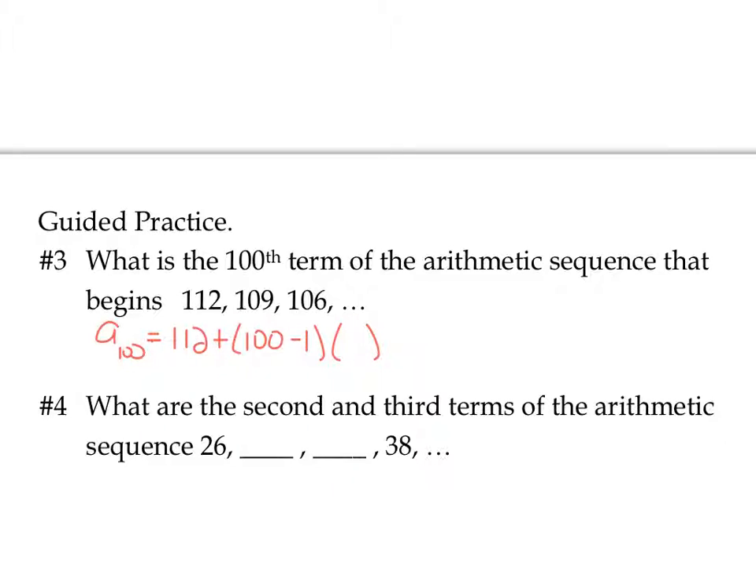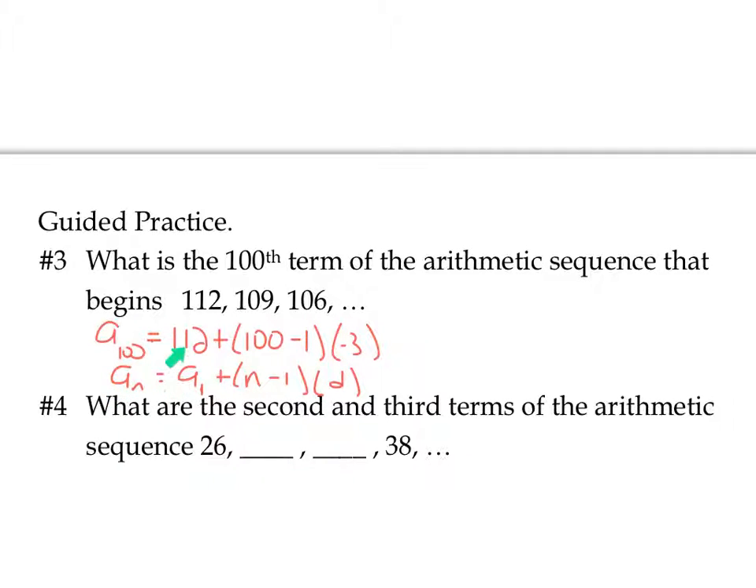What's our common difference? Well, we need to look at our listing here, and we go from 112 to 109 to 106. We're going down 3 each time, so it's negative 3. This is a sub n equals a sub 1, the starting amount, plus n minus 1 times d. Here we're trying to find the 100th term, so we're trying to find term a sub 100.